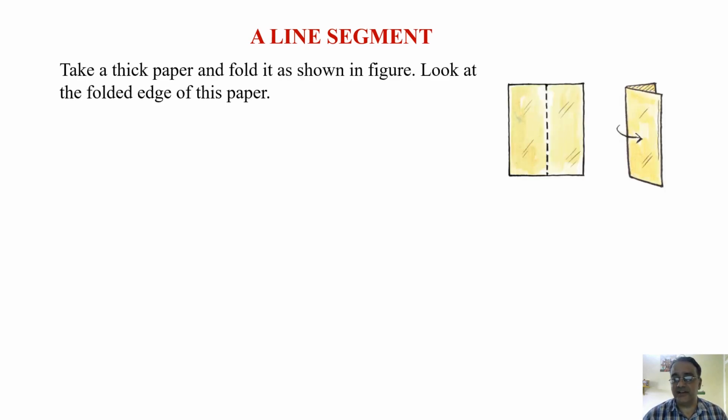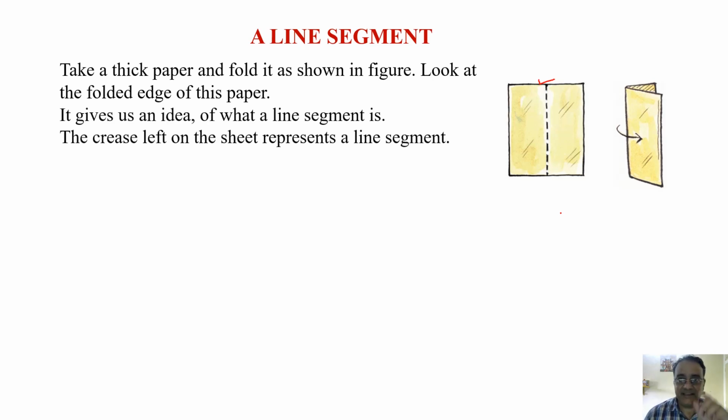Already we have studied this topic in the previous chapter. So this is a recapitulation. ये केवल recapitulation है. So what we did in that one, we have taken one thick paper and folded it, okay, as shown in this figure. We folded it from here, and after folding, what we observe is that it gives an idea of line segment.